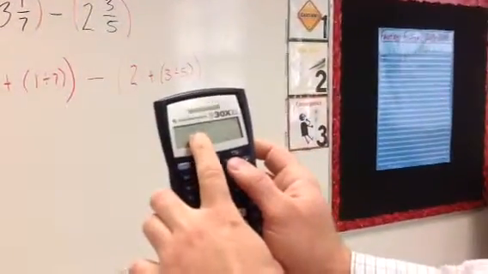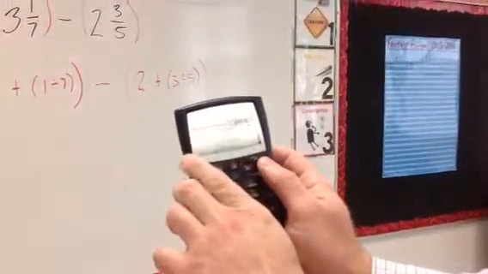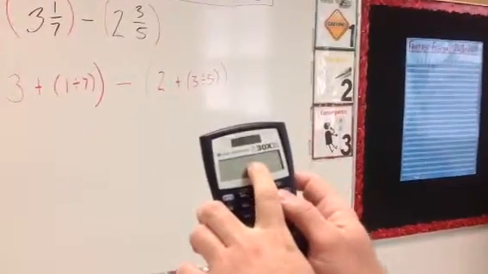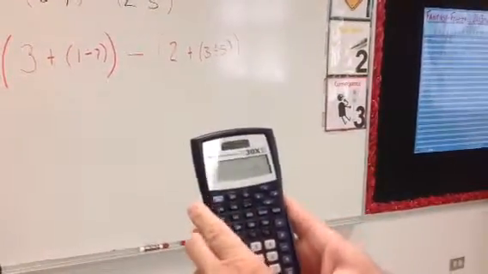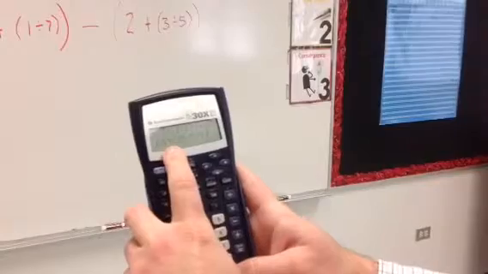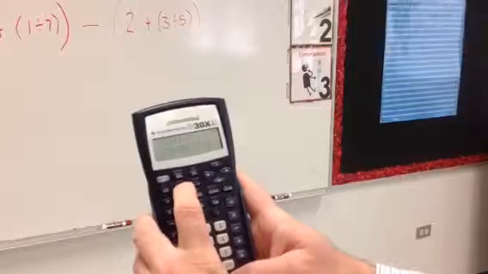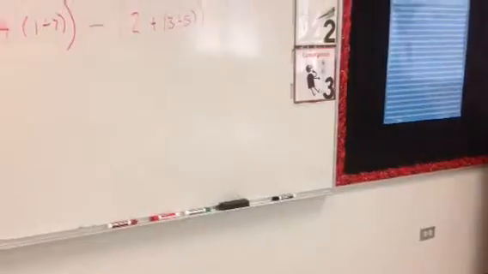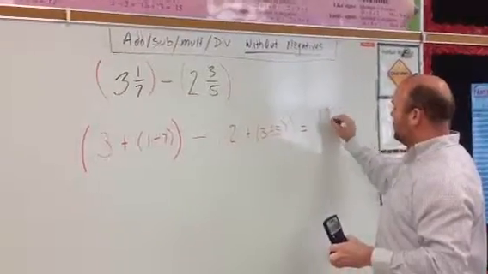So we have parenthesis 3 plus parenthesis 1 divided by 7 parenthesis minus parenthesis 2 plus parenthesis 3 divided by 5 parenthesis, and then we just push enter and it gives us our answer. Notice our answer is in decimal form. We want to turn it back to a fraction. Remember how to turn a decimal to a fraction? We hit second, PRB, enter, and we get 19/35. So I'm going to go back over here, and I'm going to put equals 19/35.